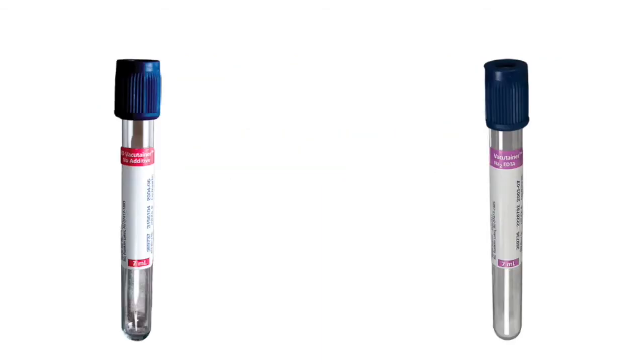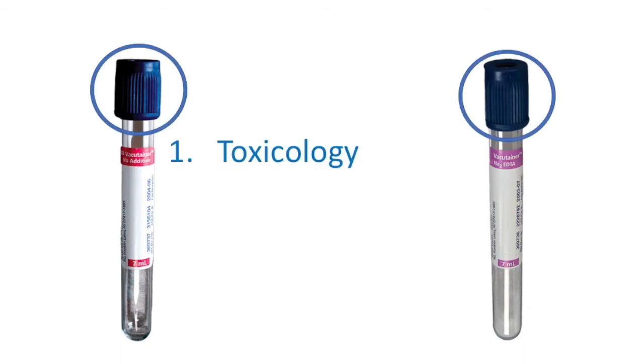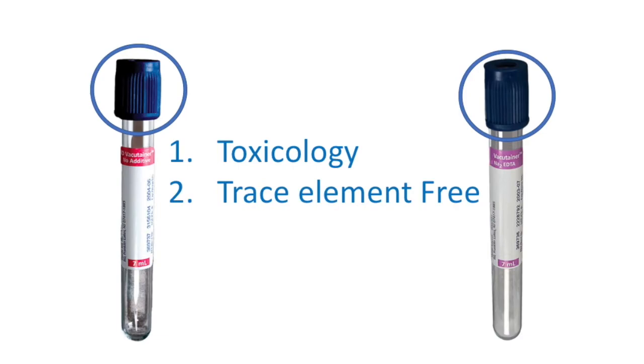These tubes have a royal blue top. There are 2 fundamentally important things that make these tubes what they are. The first thing is they belong to the toxicology department. The second thing is they are trace element free. So all of our other tubes might have trace elements such as zinc, copper, arsenic even perhaps. So these tubes can test for all of those things because they don't have any of them in them.